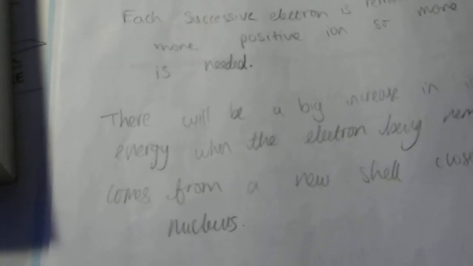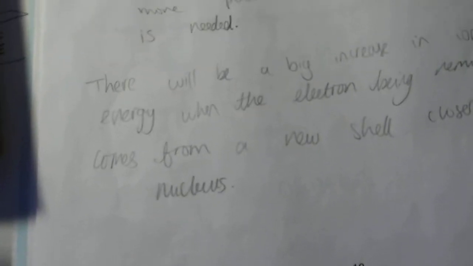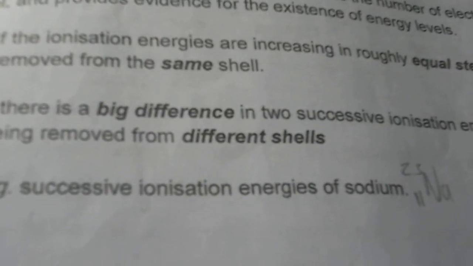In successive ionization energies, the electrons are removed from a more positive ion, so more energy is needed, giving a bigger increase in ionization energy. Right, we know that. Patterns: general increases in ionization energy. If the ionization energies are increasing in roughly equal steps, the electrons are being removed in the same shell. If there is a big difference in successive ionization energies, the electrons are being removed in different shells. Okay?